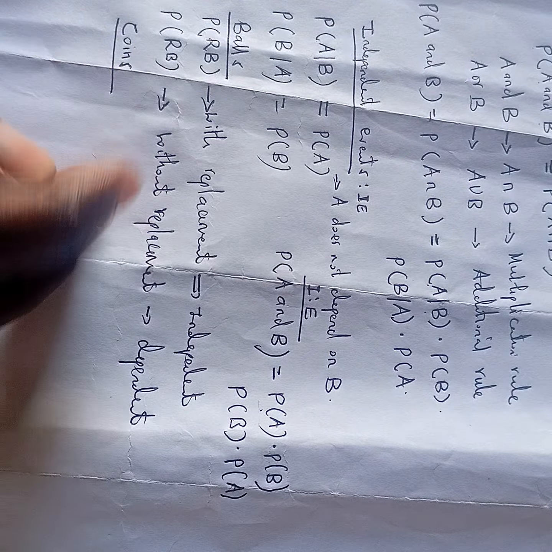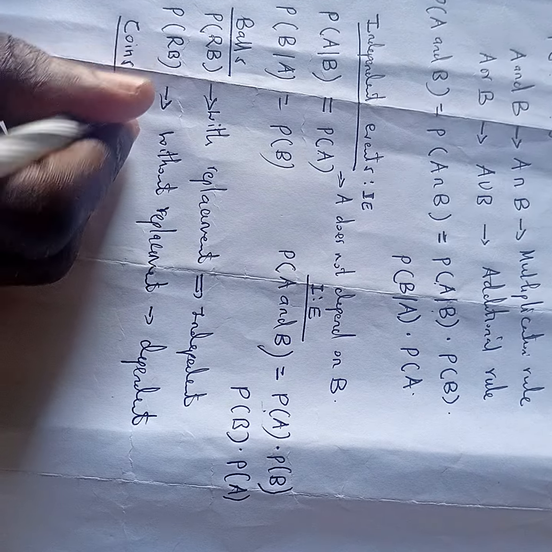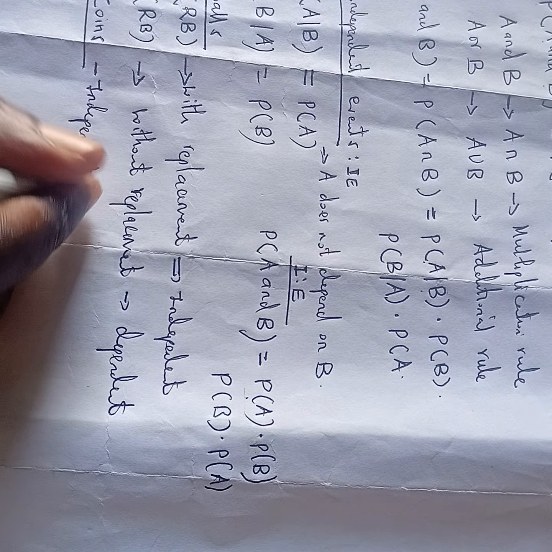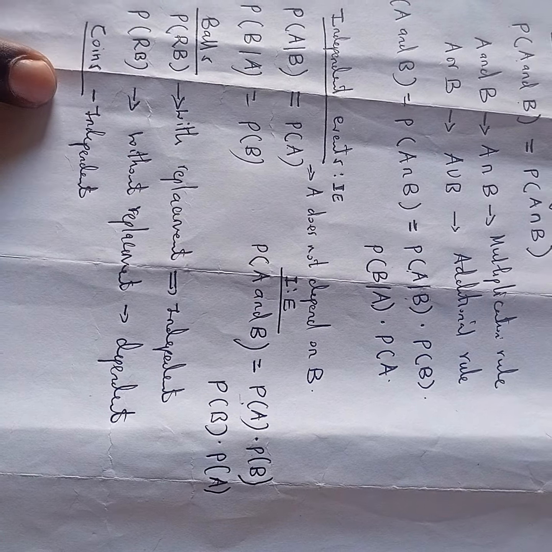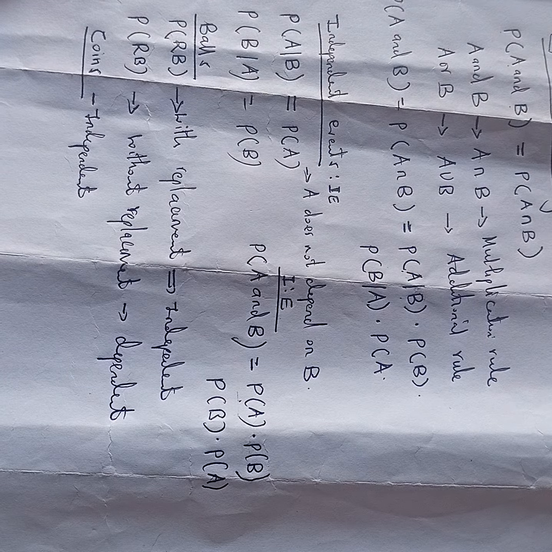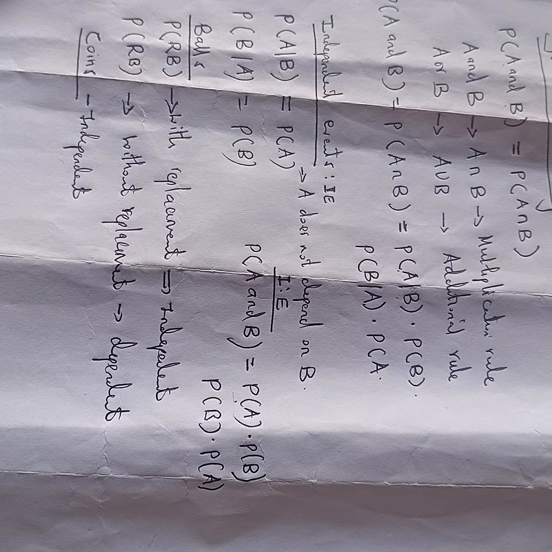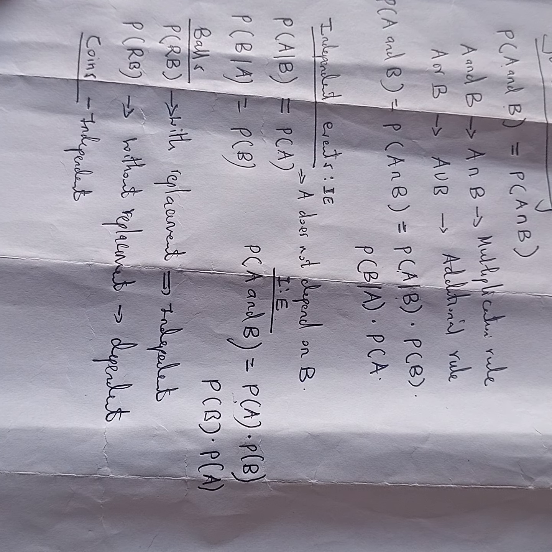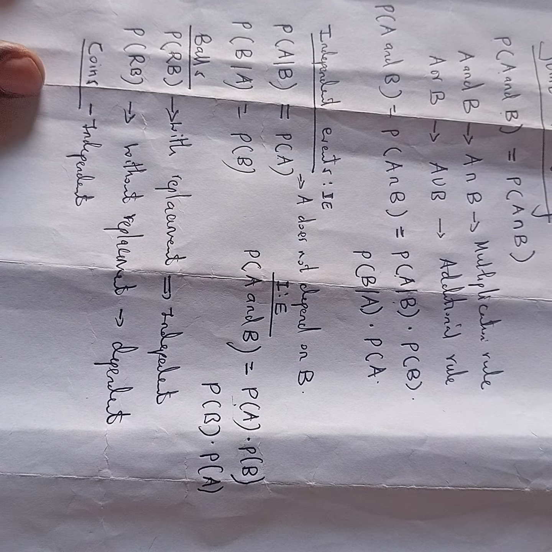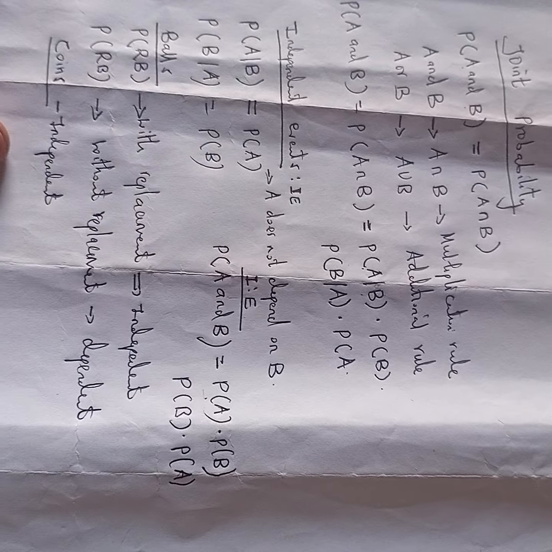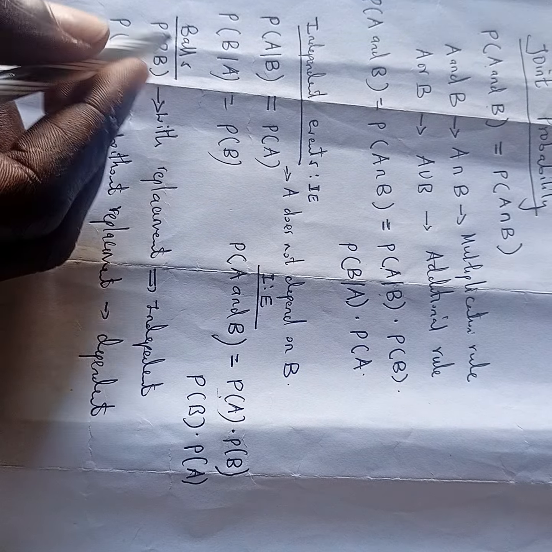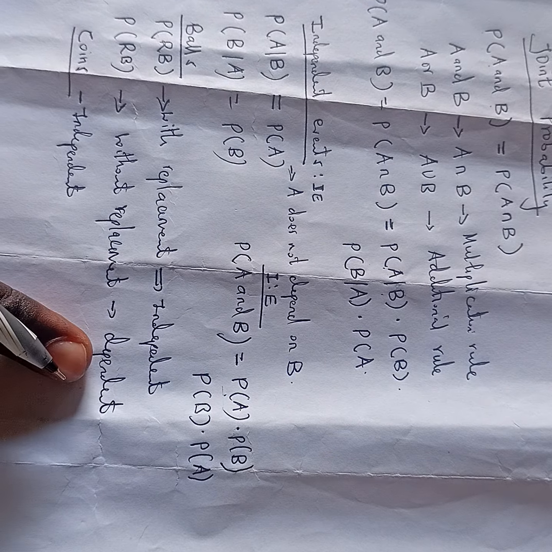The same case applies when you talk about coins. When you're talking about coins, it's independent. Why is it independent? Because the probability of the second toss getting head or tail does not depend on the first toss. You can either get head or tail in every toss that you make. So these are some examples of independent events and dependent events.